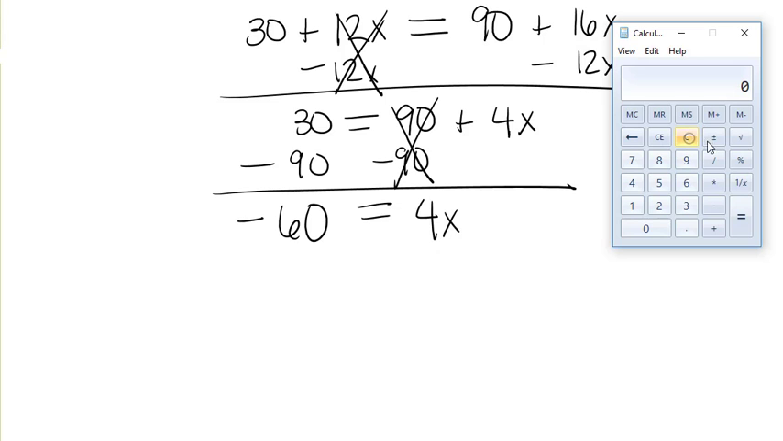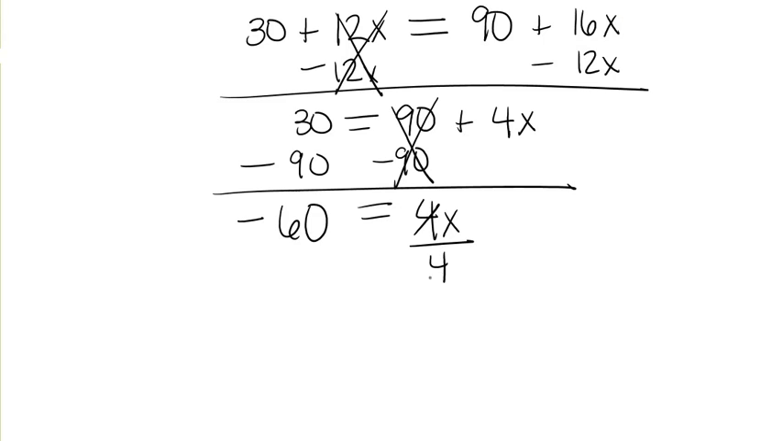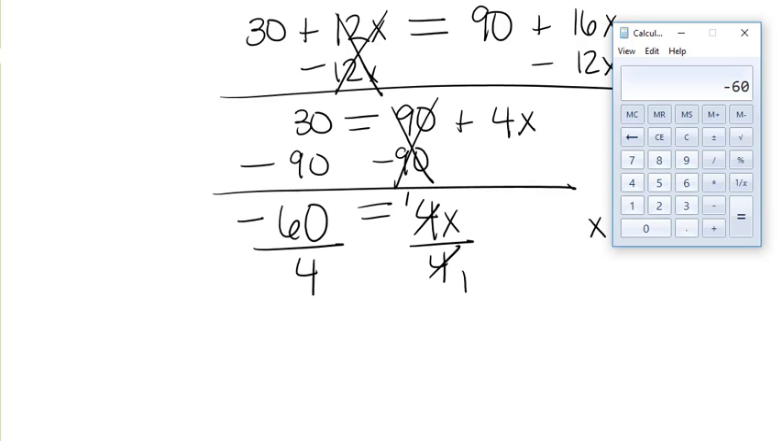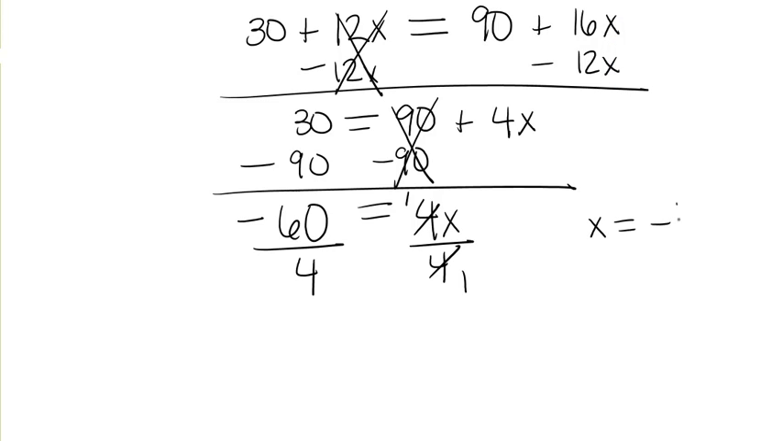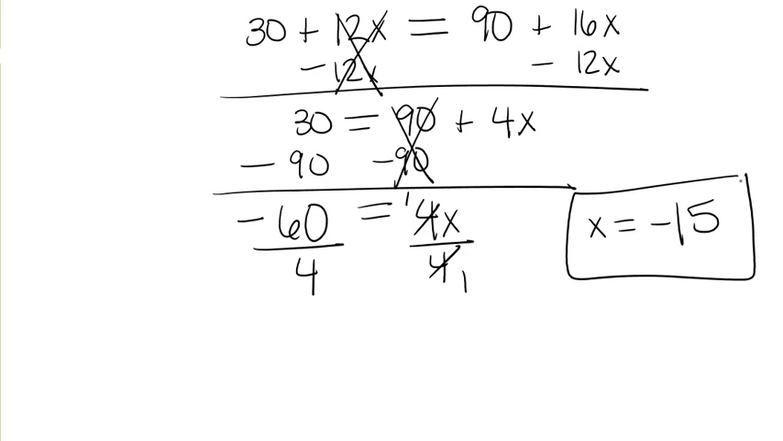If you're not quite sure, always feel free to get that calculator out and go ahead and perform that calculation. So now we have negative 60 on the left-hand side and a 4x on the right. So let's go ahead and divide by 4 on both sides. So then we get x all by itself, because this just becomes ones. So now we have negative 60 divided by 4, which is equal to negative 15. And that would be our solution to this problem.